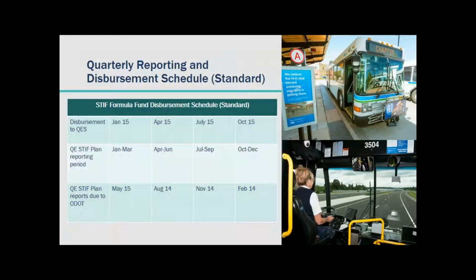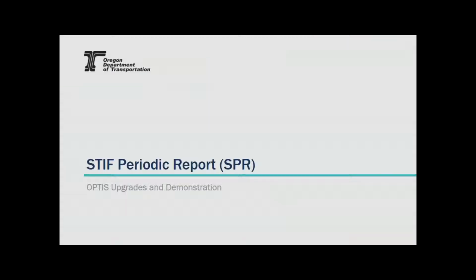And David had mentioned this in previous presentations, but this is going to be our standard schedule going forward after we go through that first schedule in my previous slide. So you'll see we'll have due dates here in May, August, November, and February 14th. Those are going to be the first to the fourth quarter SPRs that will be due. So that's just for your reference. We'll notify you when that takes place. So just for now, we're going to be following that initial disbursement schedule and reporting schedule.